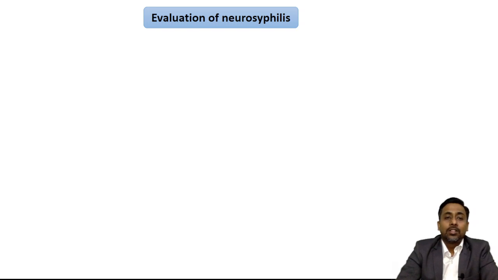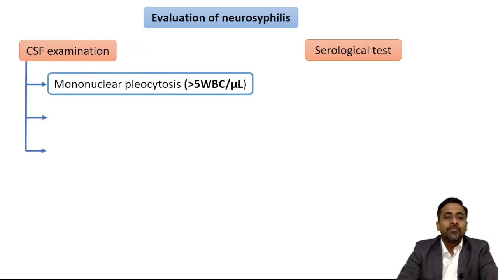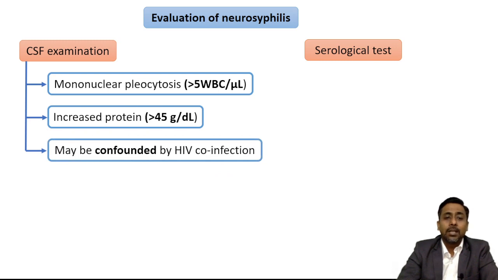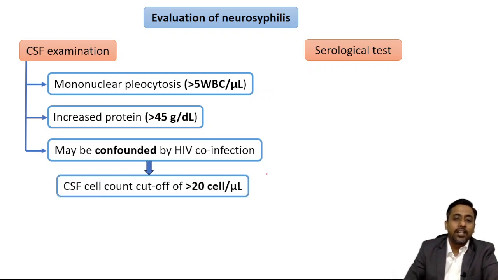Now evaluation of neurosyphilis. Neurosyphilis can be evaluated by CSF examination and by serological test. The CSF findings which can be evaluated for neurosyphilis are mononuclear pleocytosis, in which the WBC count should be more than 5 per microliter of CSF, and increased protein, more than 45 milligram per deciliter. But this may be confounded by HIV co-infection in patients suffering from syphilis. So for that, the cutoff for the CSF cell count is raised to 20.